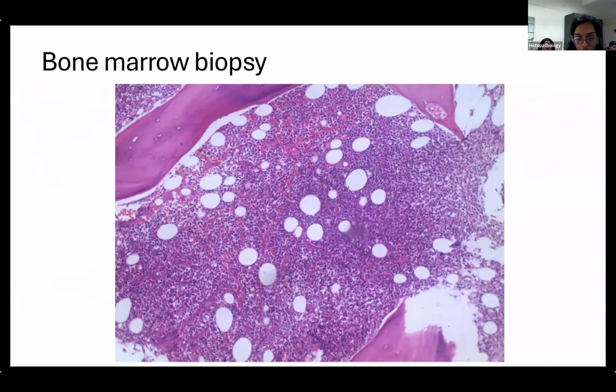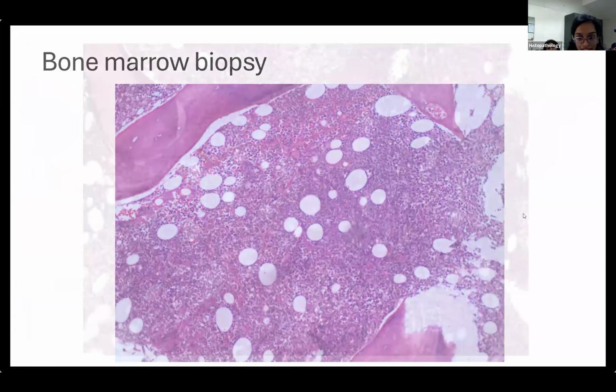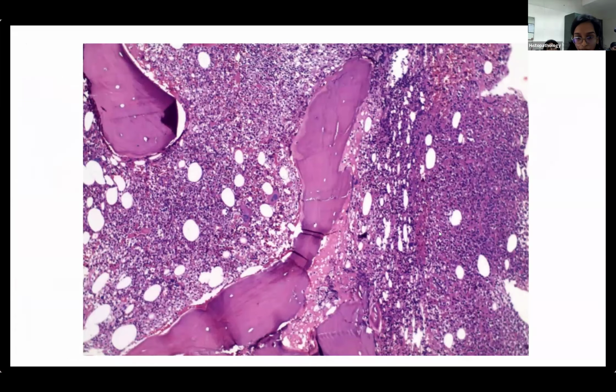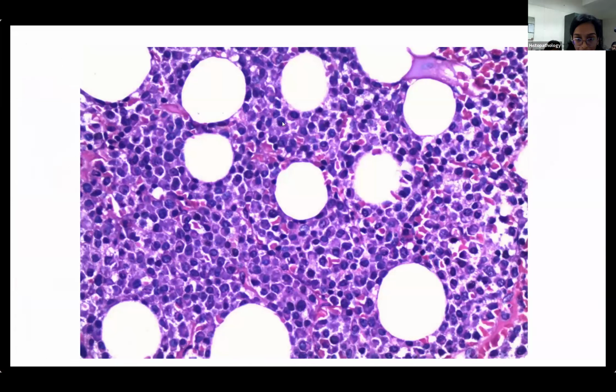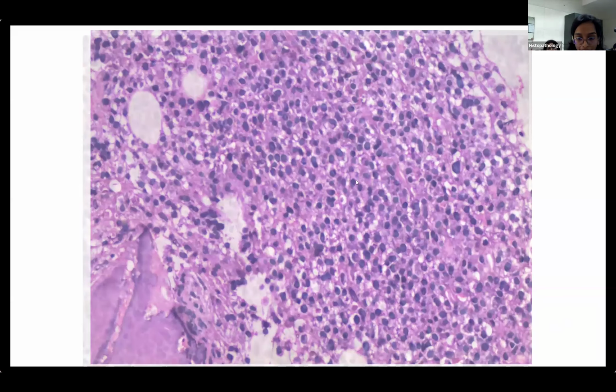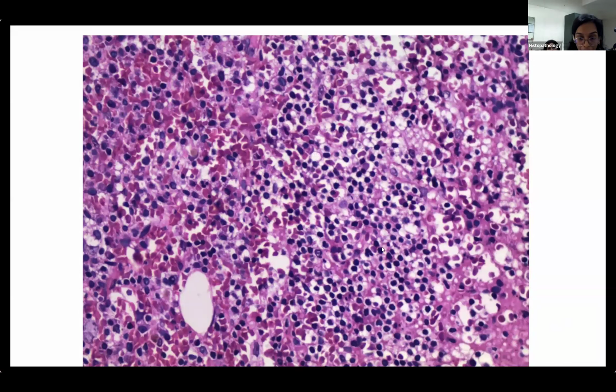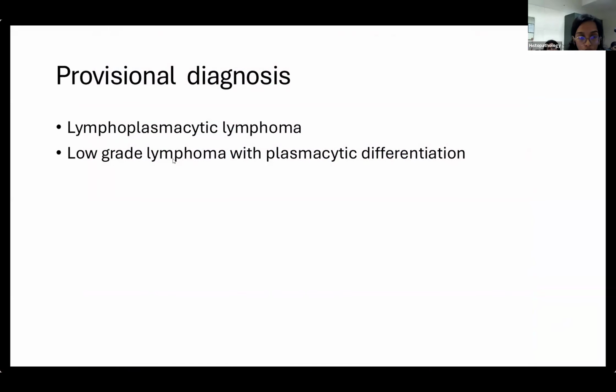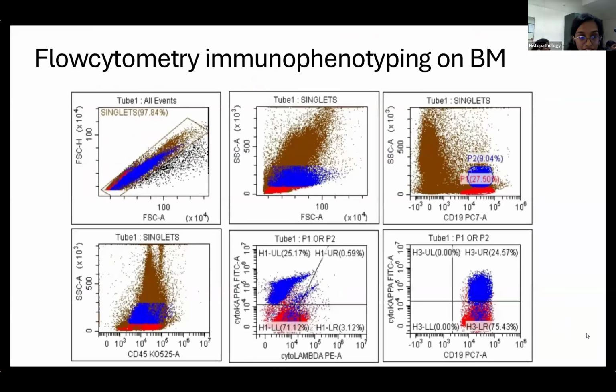Bone marrow biopsy was also done, which shows interstitial infiltration of atypical lymphoid cells. Here is the high-power view. Here under high-power view, we can see interstitial infiltration of plasma cells. Another view, and here we can see interstitial infiltration of atypical lymphoid cells. So at this point, our provisional diagnoses were lymphoplasmacytic lymphoma and a low-grade lymphoma with plasmacytic differentiation. So we proceeded with flow cytometry immunophenotyping on bone marrow.